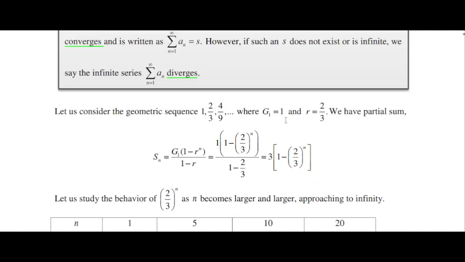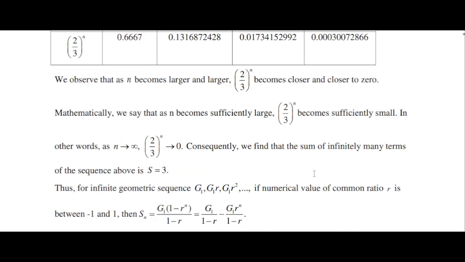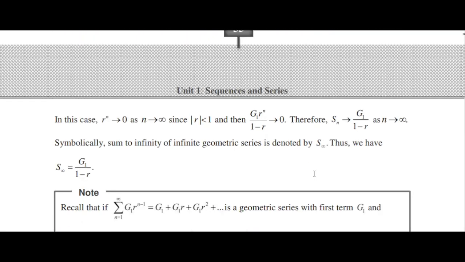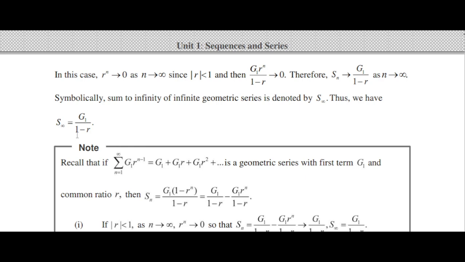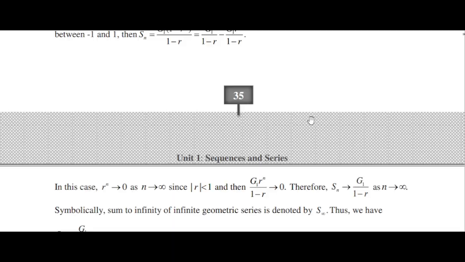If n goes to infinity, this approaches 0. So S infinity: as n tends to infinity, S_n approaches 3 times 1. This approaches 0. 3 times 1 will be 3. S infinity approaches 3. Okay, let's see the result here. S infinity approaches 3.